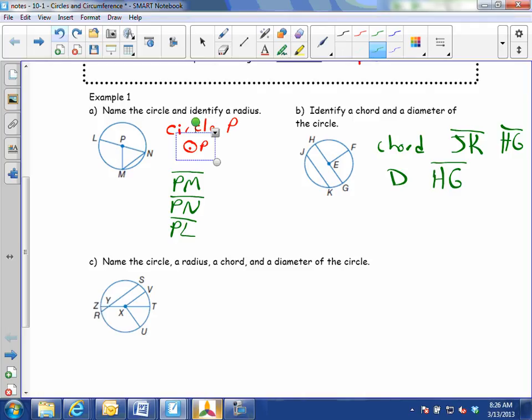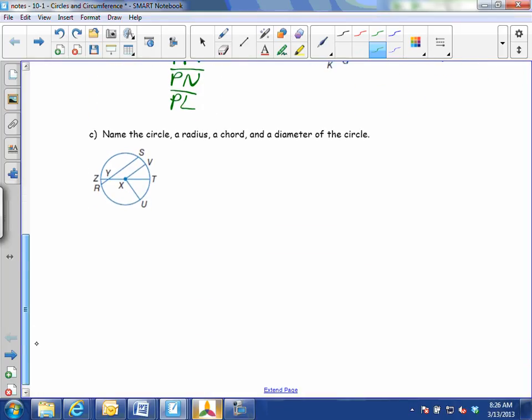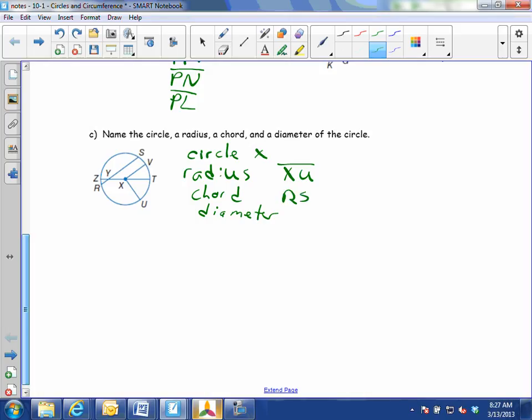Okay, part C says, name the circle, a radius, a chord, and a diameter. So we want all different kinds of things. So first, I would name it Circle X. They're just asking for one of each. So let's name a radius. Doesn't matter which you like. X. Okay, name a chord. The diameter. Very good.